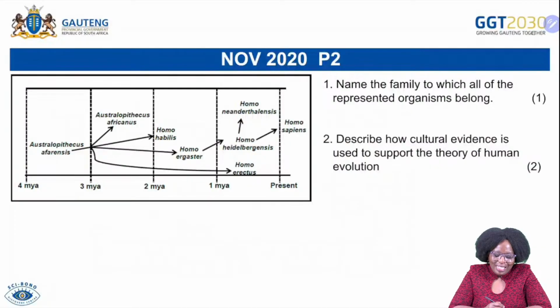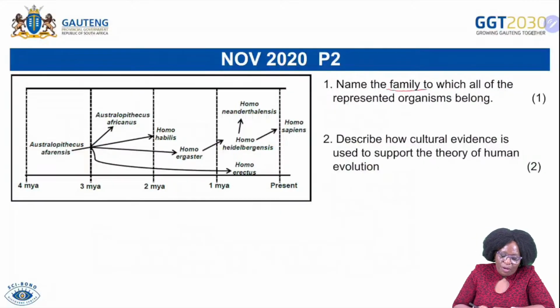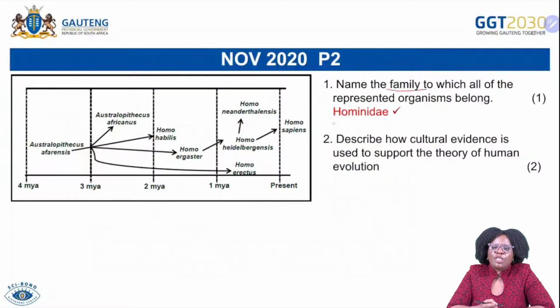The first question here is, name the family to which all of the represented organisms belong. So we are looking at the Australopithecus and we are also looking at the Homo. Under which family? You must know the genus, the groups, the order, the family. Under which family do the ones that we have here belong? They belong under the family Hominidae. Hominidae. Get the spelling right, because yes, spelling counts.